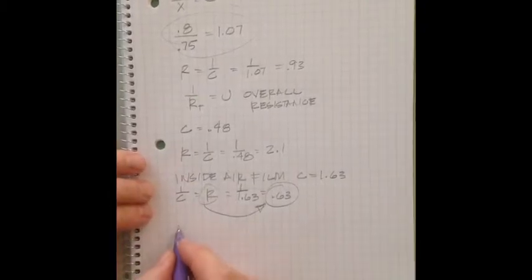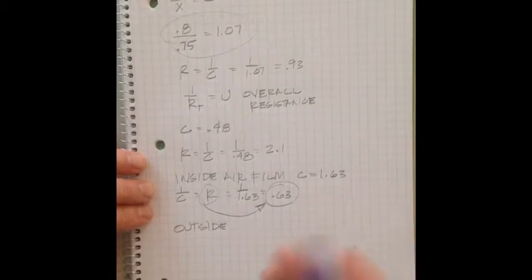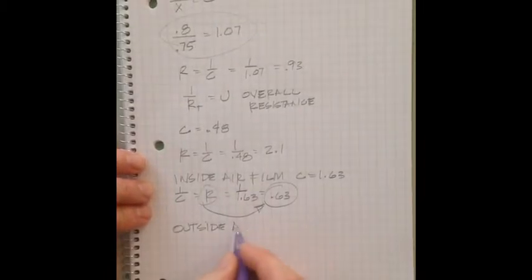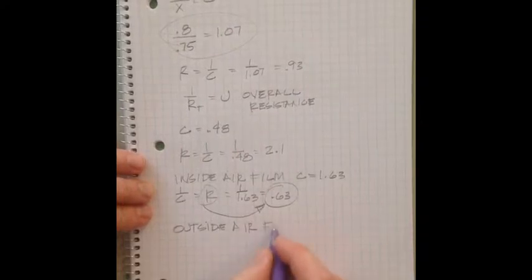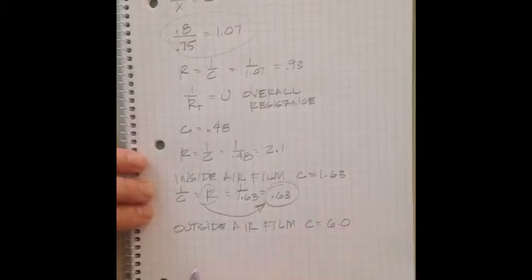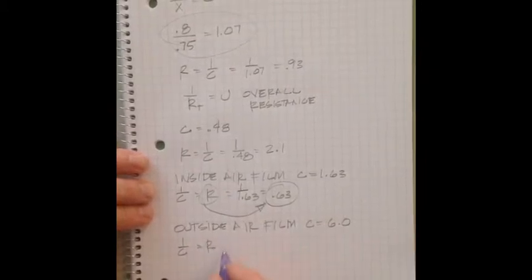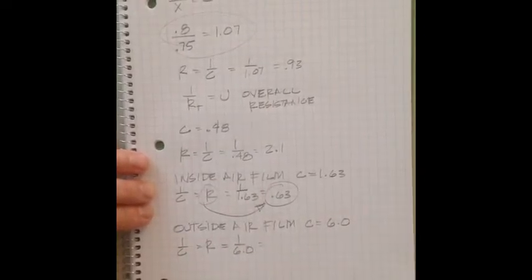Let's do the outside air film. And by the way, for all the wall constructions that we do, there will always be an inside air film, there will always be an outside air film, and when we're using an outside air film, we're always going to use this 6 number. C equals 6.0. So 1 over C equals the R number, and that equals 1 over 6.0, which is, clear that, 1 divided by 6 is 0.16.